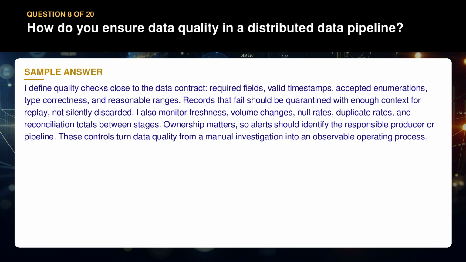I also monitor freshness, volume changes, null rates, duplicate rates, and reconciliation totals between stages. Ownership matters, so alerts should identify the responsible producer or pipeline. These controls turn data quality from a manual investigation into an observable operating process.